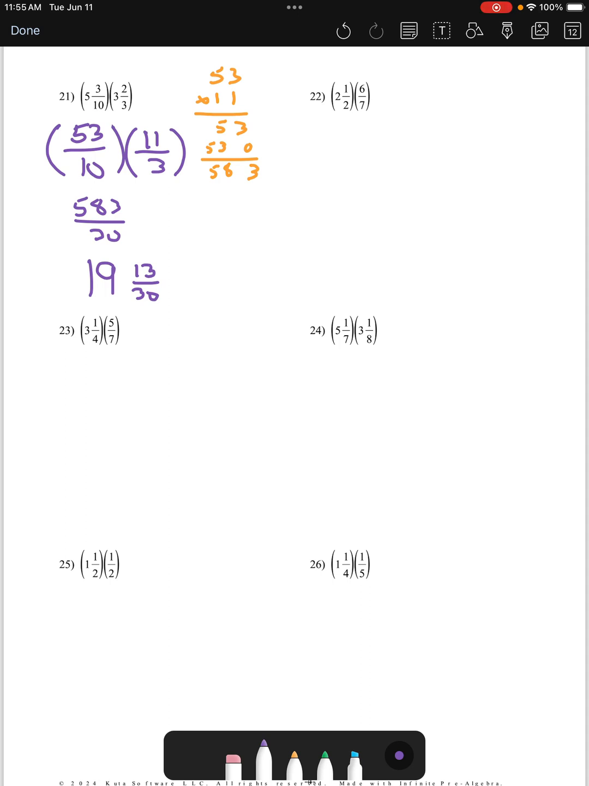This is probably going to be one of the worst numerical examples we see today. I'm not going to promise you that, but it's probably going to be one of the worst.